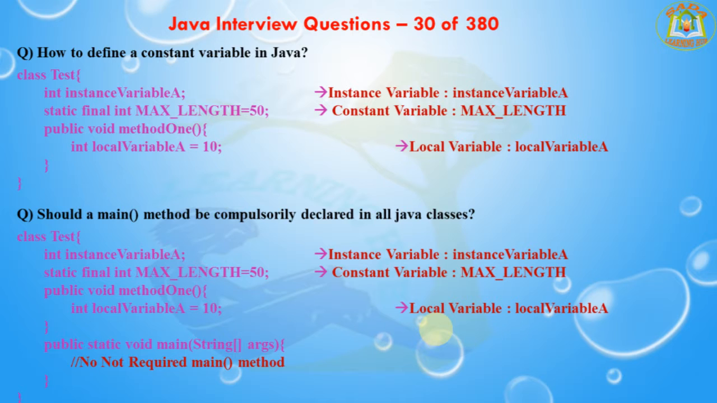If you see here, I'm creating a constant variable. This is a class Test. This is the instance variable, that is instance variable A. Here I am creating a constant variable, that is the max length. This is the constant variable. A constant variable must be declared with static and final. The constant variable is a shared variable across the project. This is the local variable, variable A.